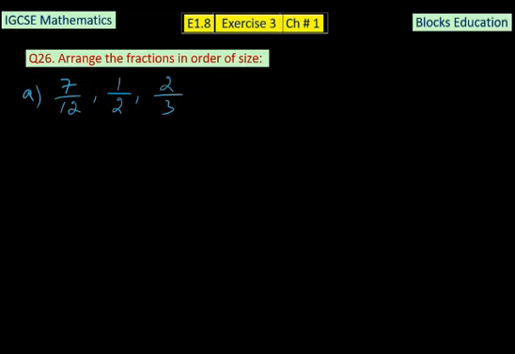In question number 26 it says arrange the fractions in order of size, and we are given three fractions. Order of size means you have to write which is the smallest, then bigger, and the biggest. We have already talked about this in one of the previous videos, so let's revise what we discussed. The best technique to guess which fraction is smaller or bigger is to make all these denominators one number, right? Whatever it is, just make it the same.